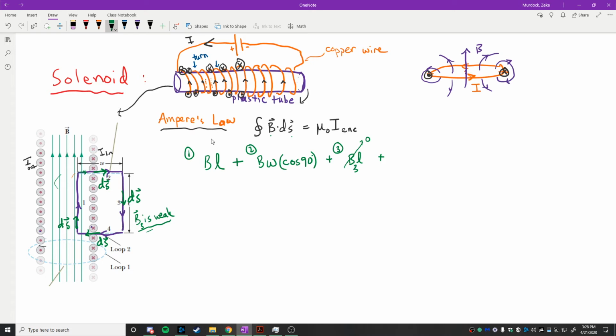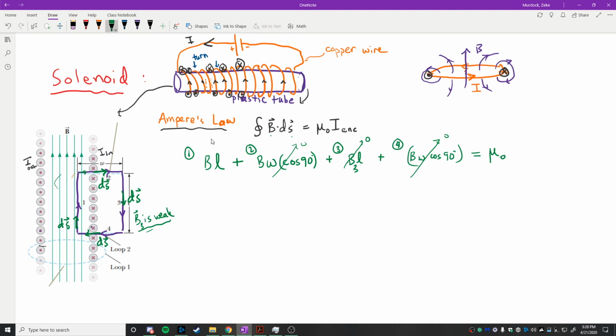We say that part's kind of weak, and then when we get to portion 4, along that lower line right there, what's the angle going to be between B and ds? It's going to be 90 degrees again. So you get cosine 90 again, so we're going to get another B times w times cosine of 90. This portion is going to be 0 as well. So you get 0 for this, you get 0 for this. It's all equal to mu naught times I enclosed.